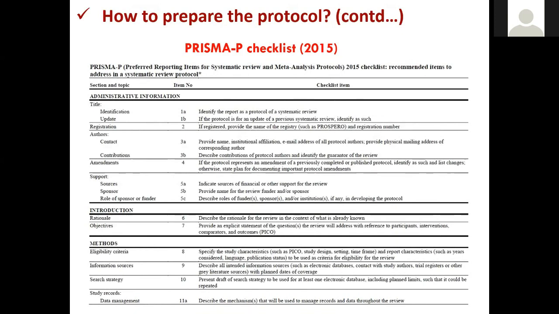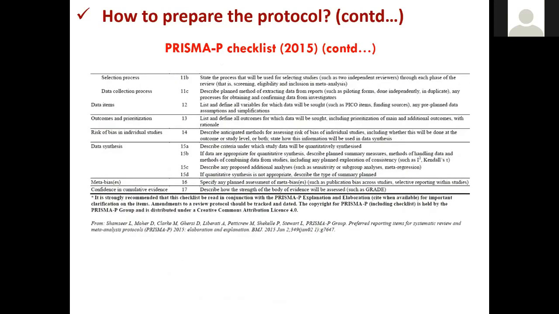If you have a look here, it starts from the title, the details about the authors, what will be the contribution of the individual authors, the sources of support, sponsors, rationale, objectives, eligibility criteria, information sources, search strategy, data management, selection process, data collection process, data items, outcomes, risk of bias, data synthesis, meta biases, and confidence in cumulative evidence. So it's a very comprehensive checklist, a checklist of 17 items. And while preparing the protocol, each of these items under these headings have to be addressed, so as to ensure that the review that would be carried out will be transparent without any biases.